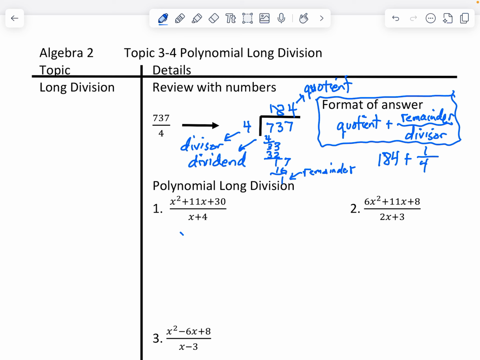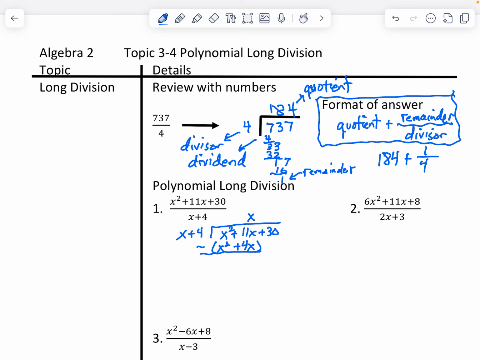Now let's do it with polynomials. So the setup will look very similar, x plus 4 divided into x squared plus 11x plus 30. You ask the same sort of question. You say x times what gives you x squared? Well, that's another x. X times x is x squared. X times 4 is 4x. Now, we're going to use the same operation going down. We're going to subtract. I put parentheses around that because it helps to remember to subtract the second one so we don't forget.